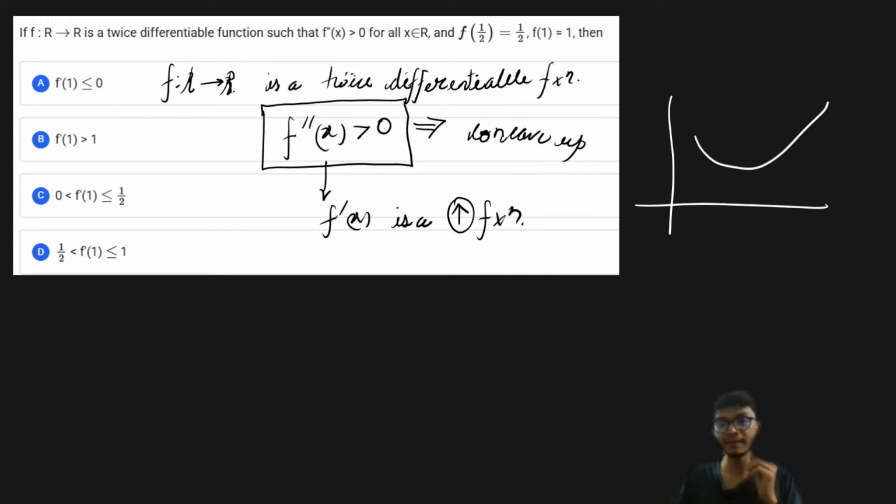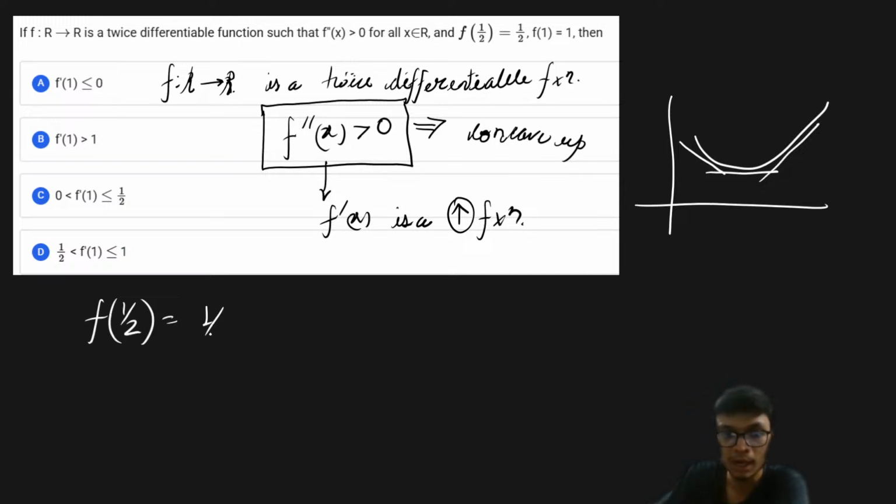Now, that basically gives you that at each interval, if you try to draw the slope of the tangent, it is basically increasing. That's the basic concept of the question, right? Now, once you understand this, it is said that the value of the function at half is equal to half, and the value of the function at 1 is equal to 1, right? So we have to predict what is the first derivative of f at x equals 1.